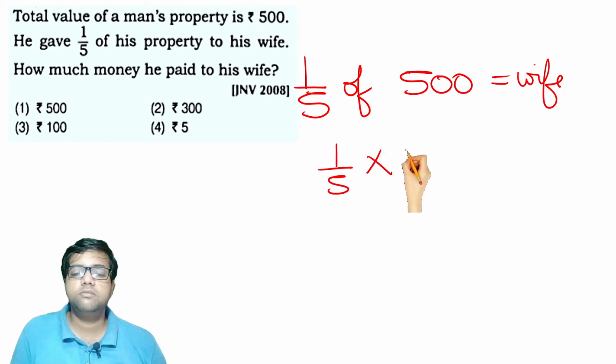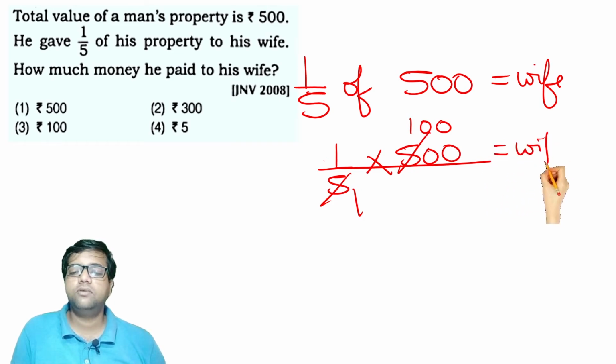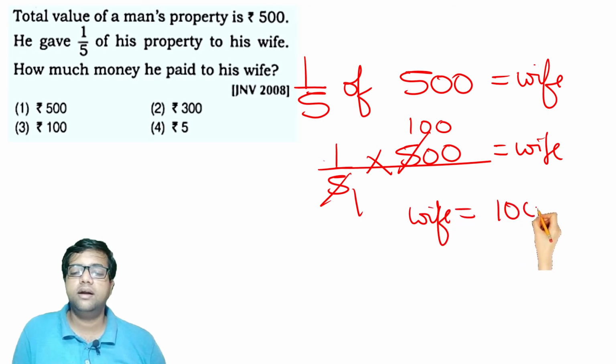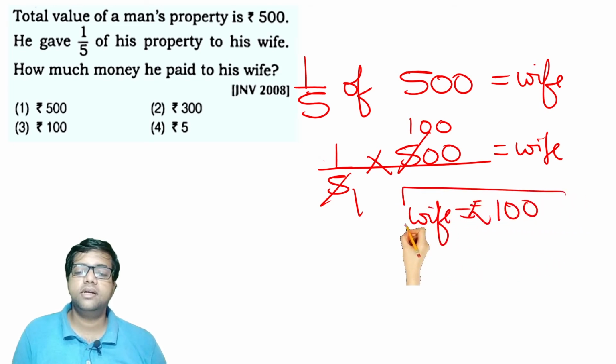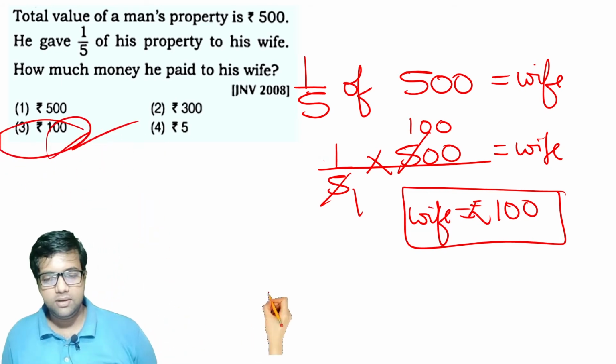Let's do the maths. 1/5 of means multiplication, 500. So this is also equal to 1 into 500 by 5. 5 ones are 5. 500 is 500. So that is the amount he gave to his wife. His wife received around 100 rupees. 100 rupees. Option 3 is the right answer.